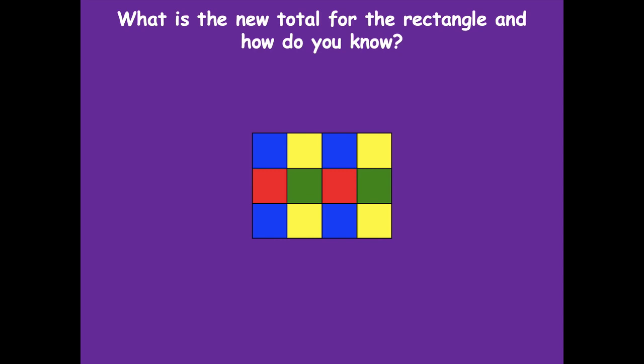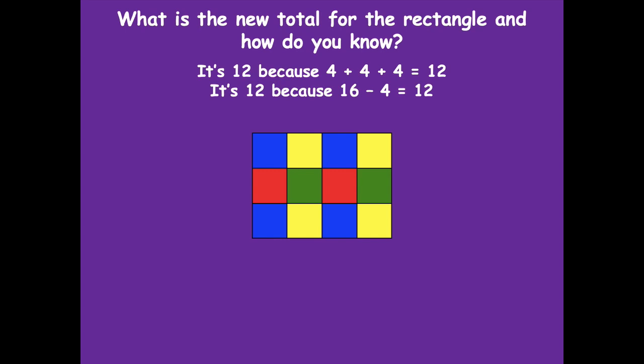Okay, well, there's a couple different ways that I've heard students say this. So it's 12 because 4 plus 4 plus 4 equals 12. Okay, so they're looking at the rows and how many are in each row. Oh, it's 12 because 16 minus 4 equals 12. So they're taking our last array, which was 16, and they're subtracting 4, which is subtracting 1 row. Okay, that makes sense too.